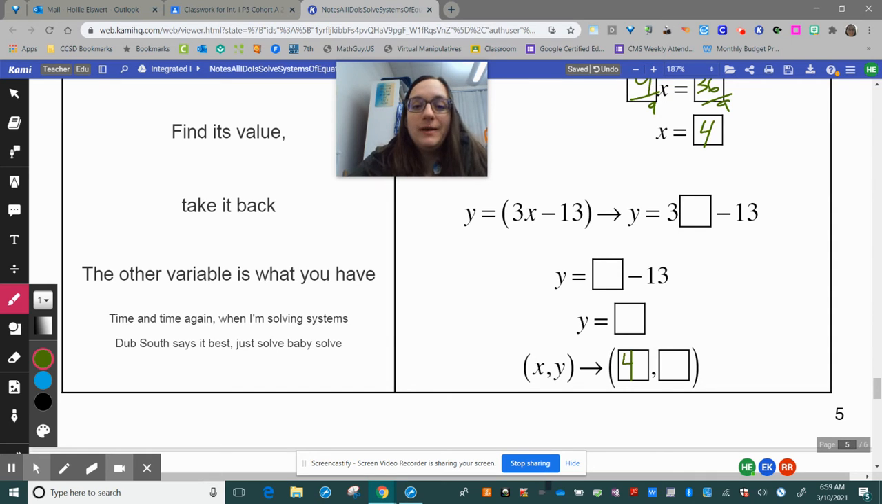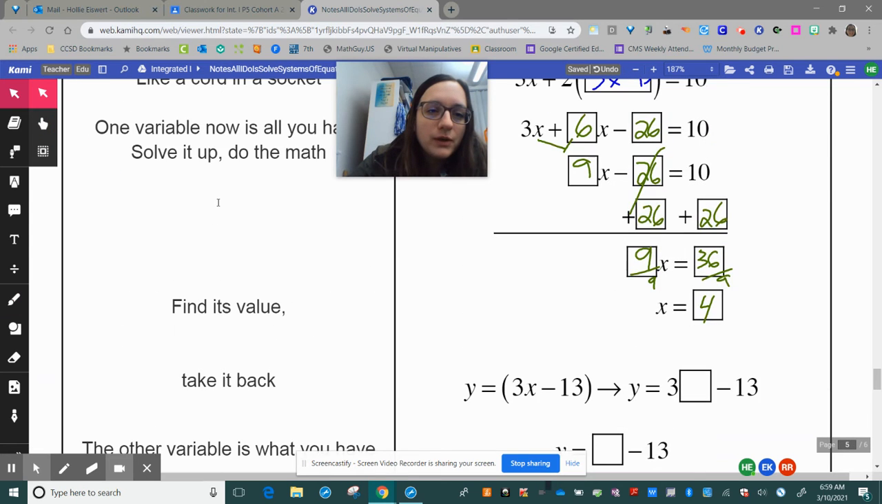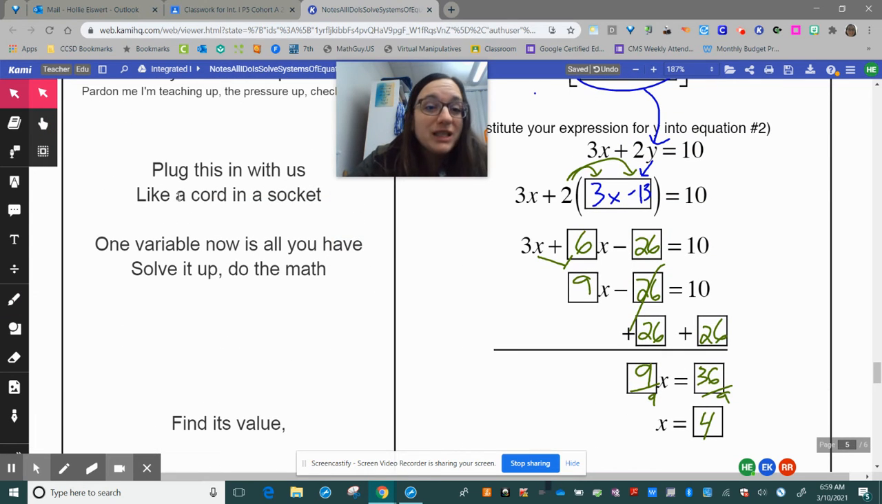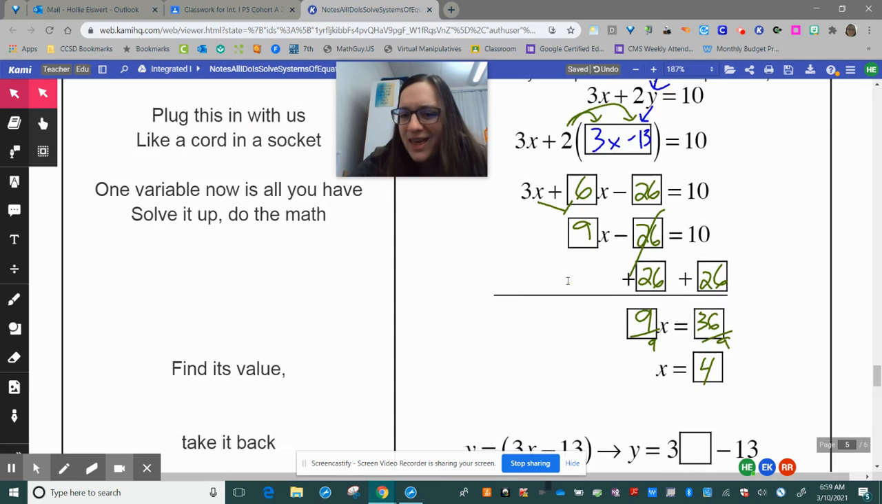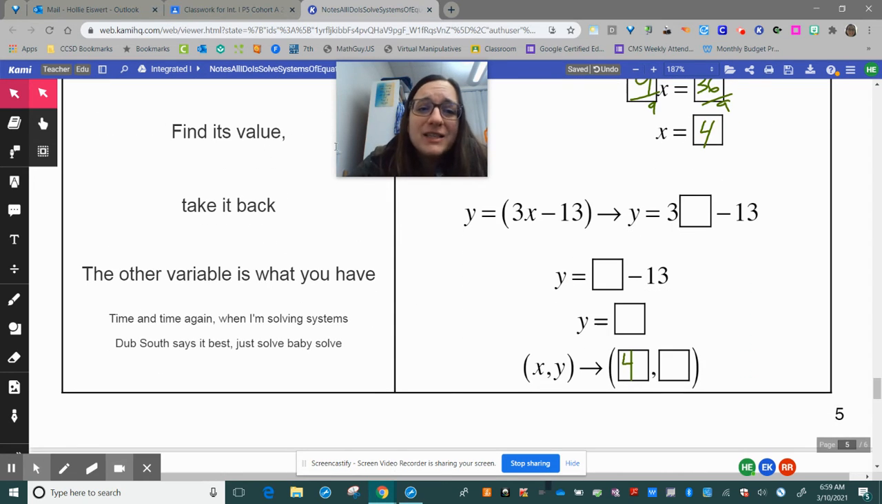A lot of work, one number. Here we go. To get our final number, let's check in with our words here. Oh, look, we plugged it in like a cord in a socket. One variable is now all you have, right? We only had an x. Solve it up, do the math, did it. Find its value, 4. Take it back. We're going to take it back to the equations.